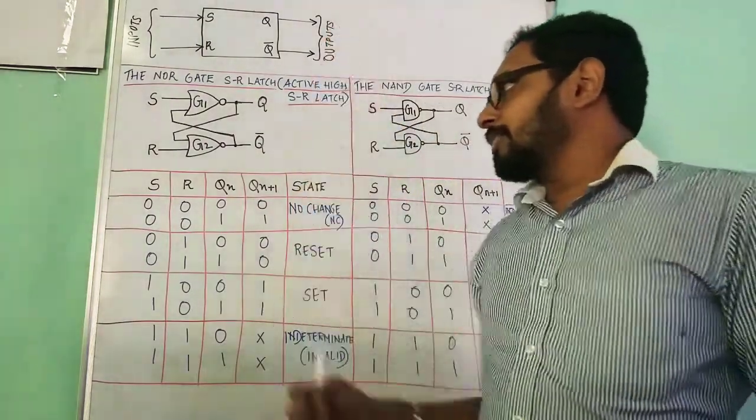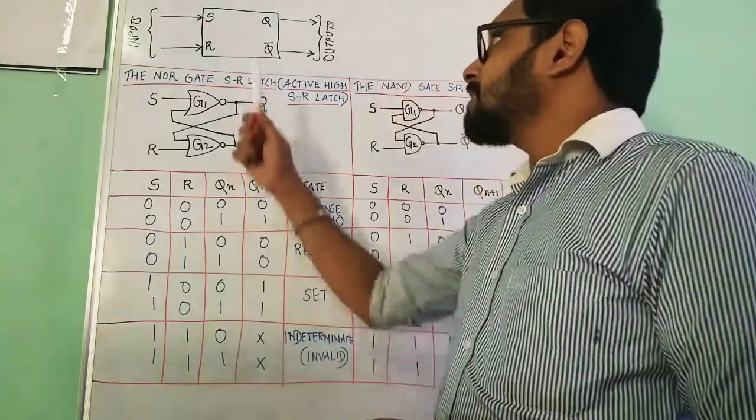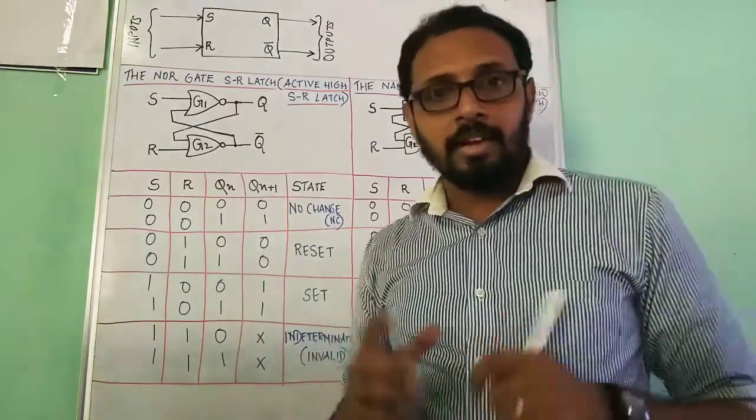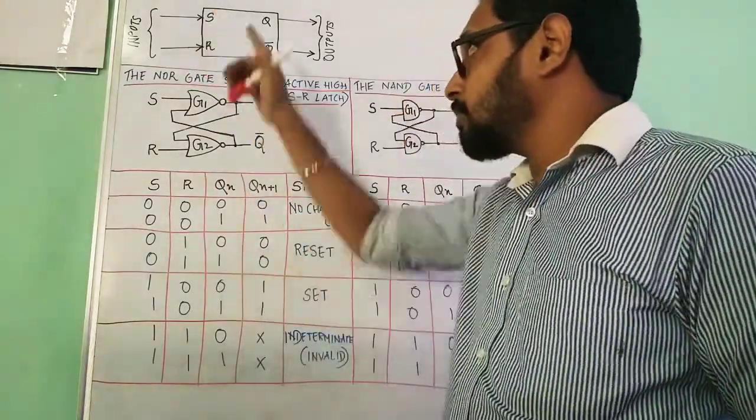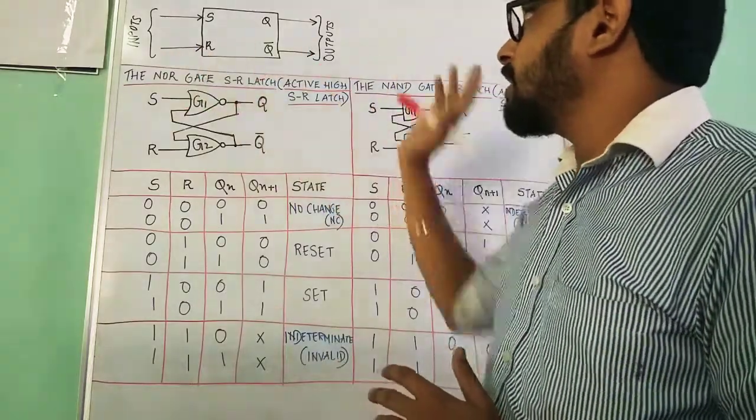I have written a lot of things on the board. I will explain it one by one. This is the logic symbol for the SR latch. Here we have the S and R inputs, and we have Q and Q bar outputs. So the inputs are applied and we get the output.